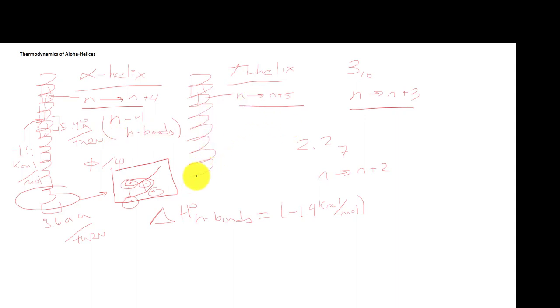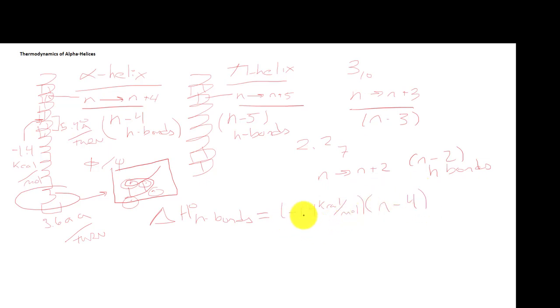For a pi helix, since we go N to N plus 5 along the backbone, we're going to have N minus 5 H bonds. N, again, is the number of amino acids in the chain, or in the helix itself. We'd have N minus 3 for the 3-10 helix and N minus 2 H bonds for a 2-7 ribbon. And so if we're looking at an alpha helix, our total enthalpy from our H bonds would be from N minus 4 hydrogen bonds.